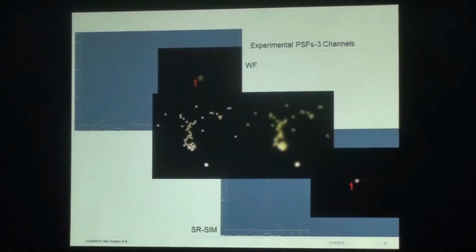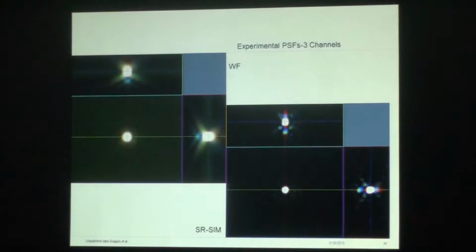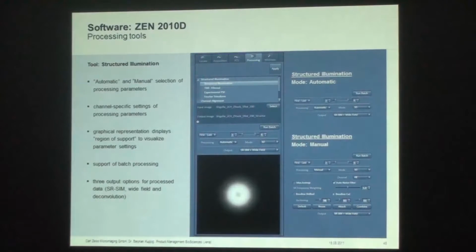So this is the same, yes. This is our 170 nanometer beads, imaged using our system with a conventional wide field, and this is our super resolution imaging combined with the 4 channel colors from blue to deep red. And that's the point spread function of a single bead after the super resolution.